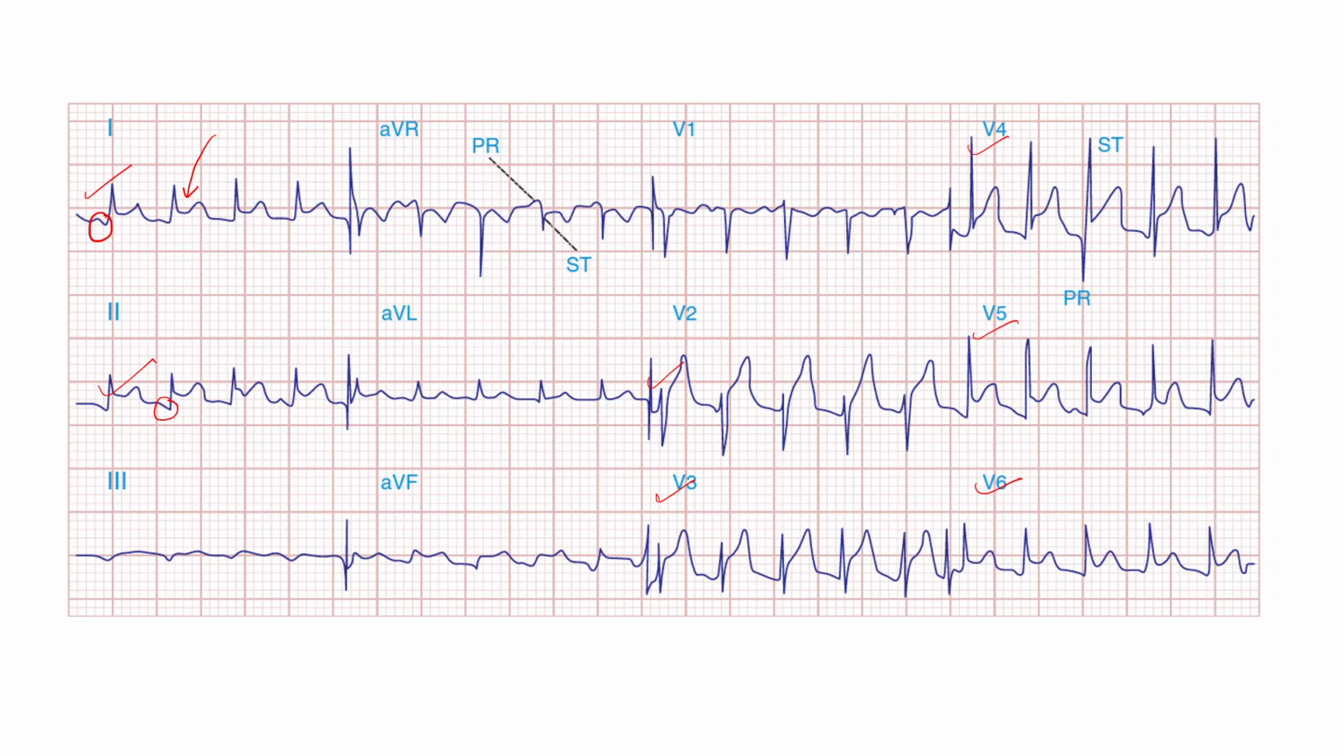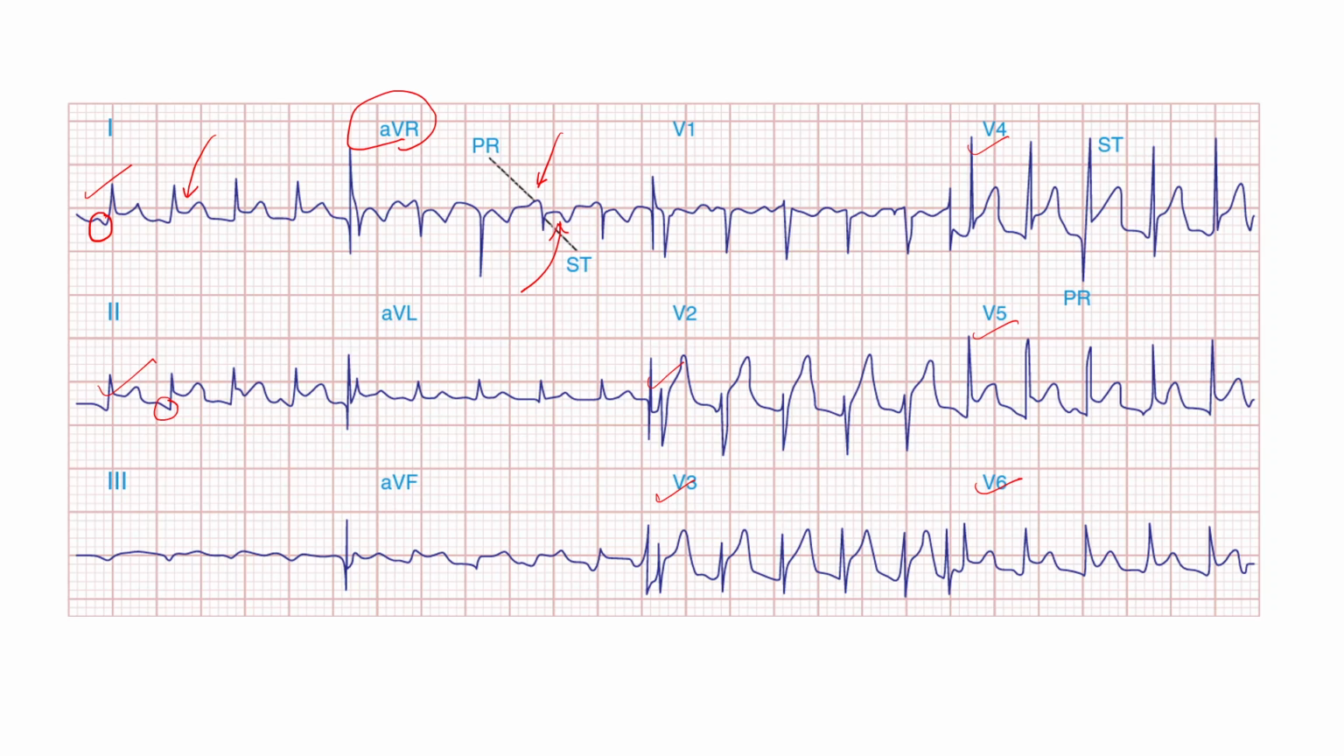And I have already told that the PR depression will happen in all leads except AVR. In AVR, you will get PR elevation. AVR is the opposite lead, and it will have ST segment depression and PR elevation. All these points I have discussed in my ECG section, so you have to see that also to understand it in a better way.